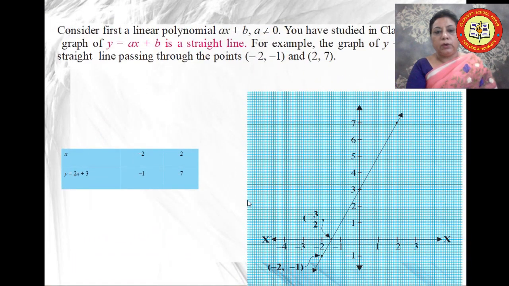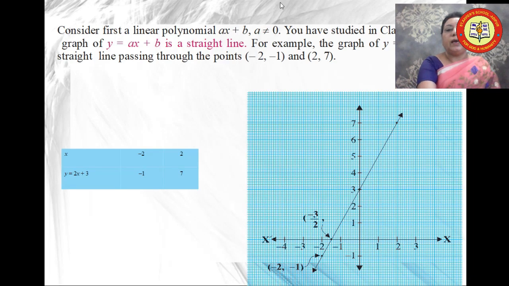The next important topic you are going to learn is the geometric representation of polynomials on the graph. Let us consider a linear polynomial of the type ax plus b. Be sure that a is not equal to 0. I have taken an example here: y equals 2x plus 3. Substitute a few values of x and calculate the corresponding values of y. If I put x equals minus 2, I get y equals minus 1. If I take x equals 2, I get y equals 7.